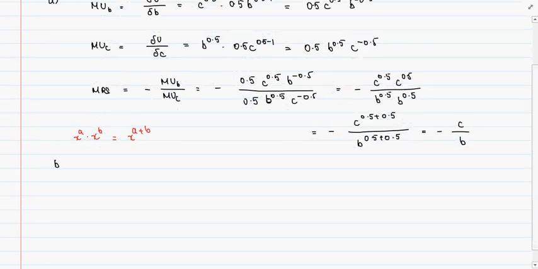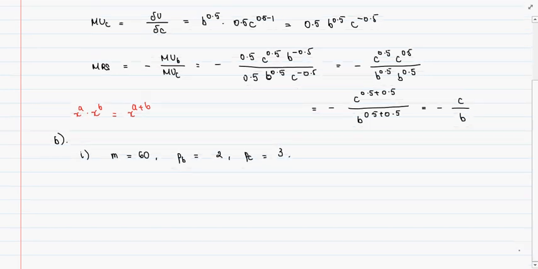Now part B asks you, for each of the following situations, to obtain the relative price of the goods, find the income expansion path, and find the most preferred affordable consumption bundle. The first case is where we have an income of 60, the price of good B being 2, and the price of good C being 3. The relative price is just going to be PB on PC.